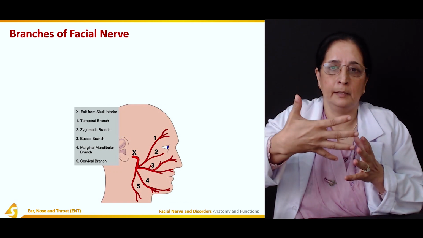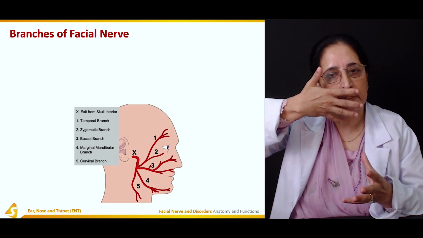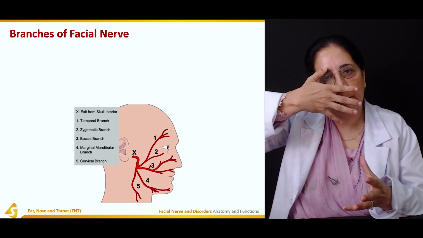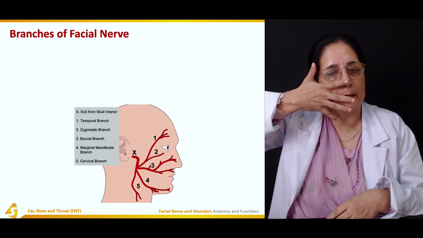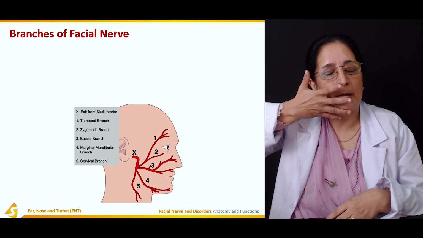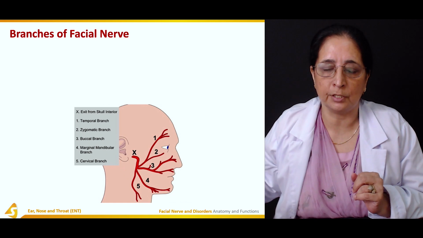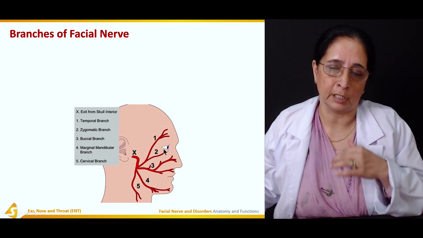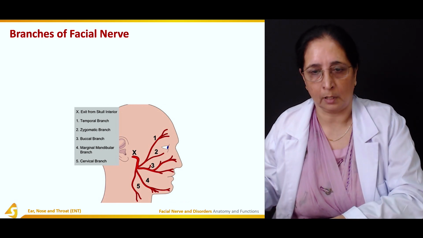So these 5 fingers represent the 5 branches if you put them like this. So forehead, this is the temporal branch, zygomatic branch, buccal branch, then we have the mandibular branch and cervical branch. These are the main 5 branches. Small branches are given to the different parts. We will talk about that.